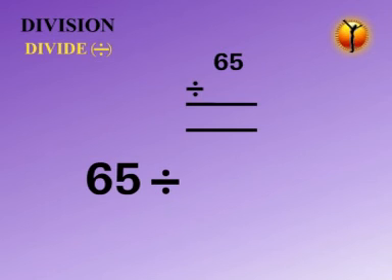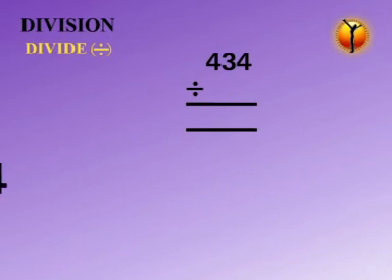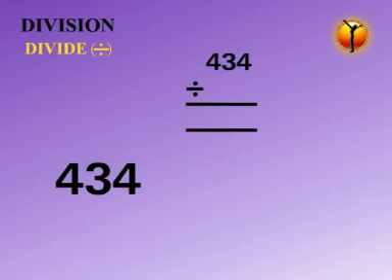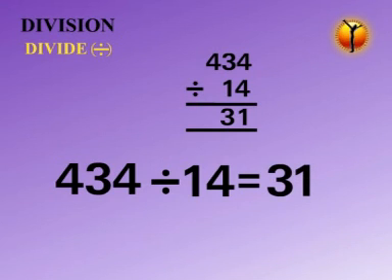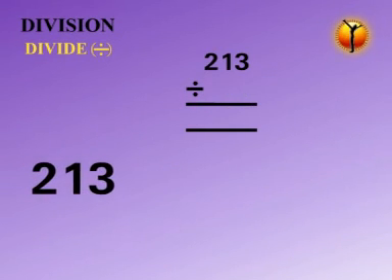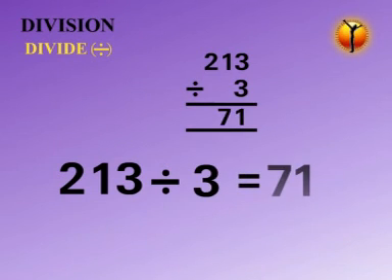65 divided by 5 is equal to 13. 434 divided by 14 is equal to 31. 213 divided by 3 is equal to 71.